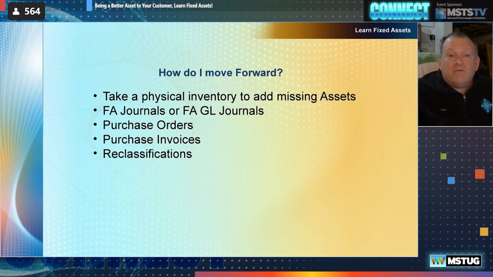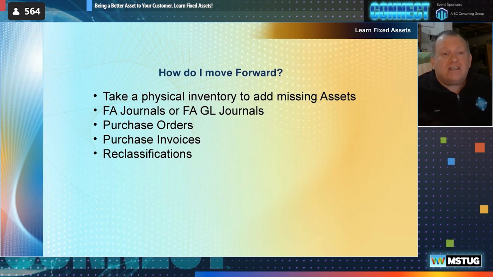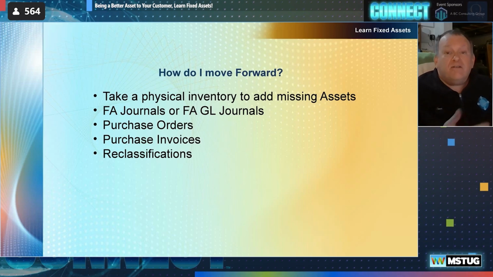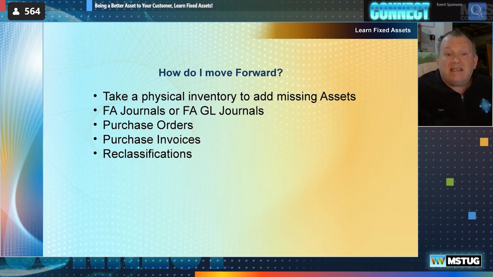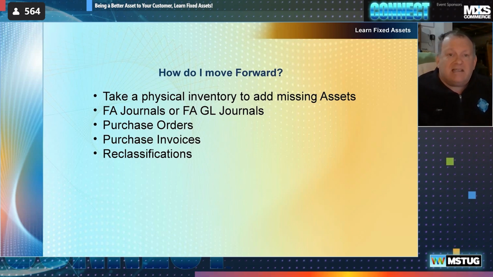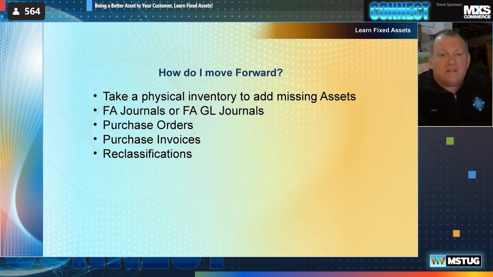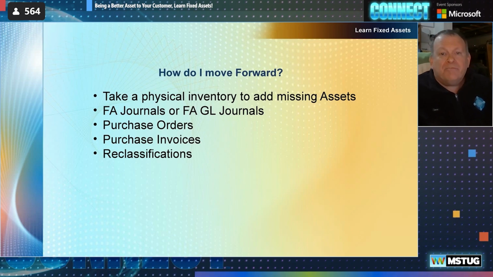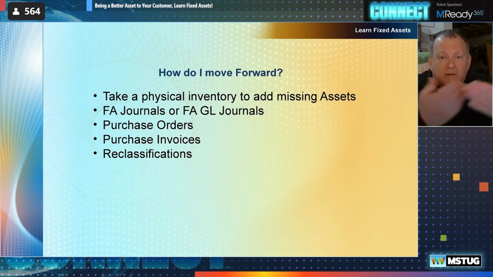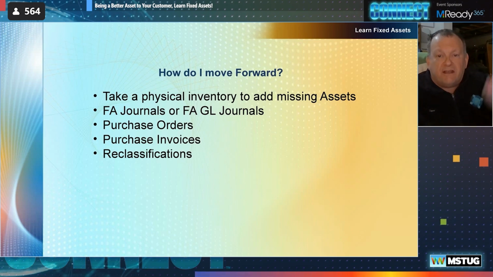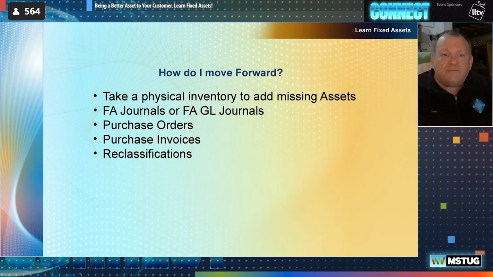Now, how do we move forward? Okay, you loved watching this. I gave you a lot of great information. How do you move forward? Take a physical inventory to add those missing assets. Make sure you've got a full list of all those assets. Let's book the acquisition of those assets, create all those fixed asset cards. Then let's run our depreciation expense, catch it up, and balance our net book values using the FA journals because we will turn the integration off.